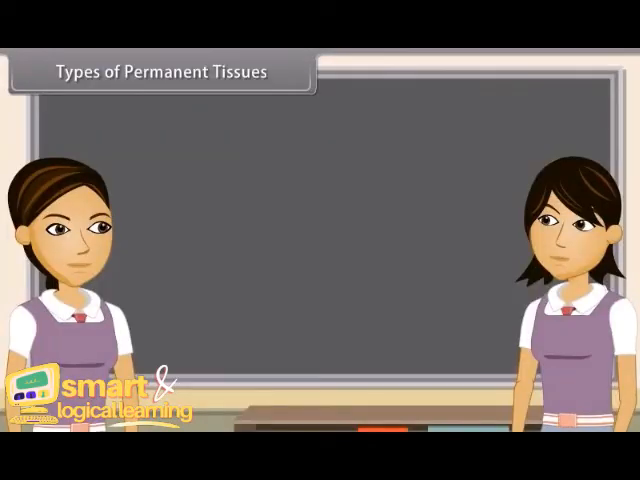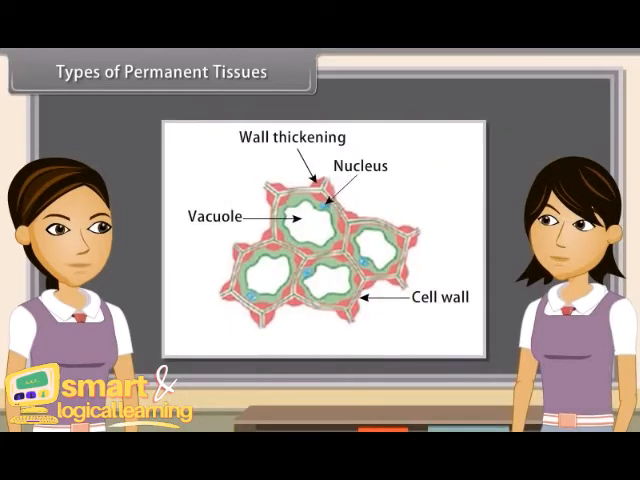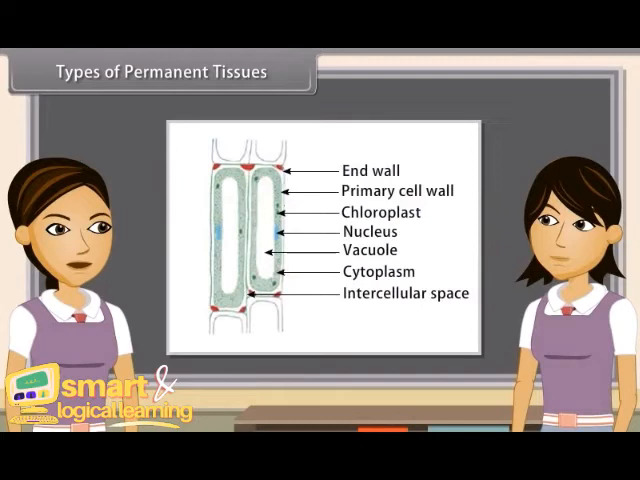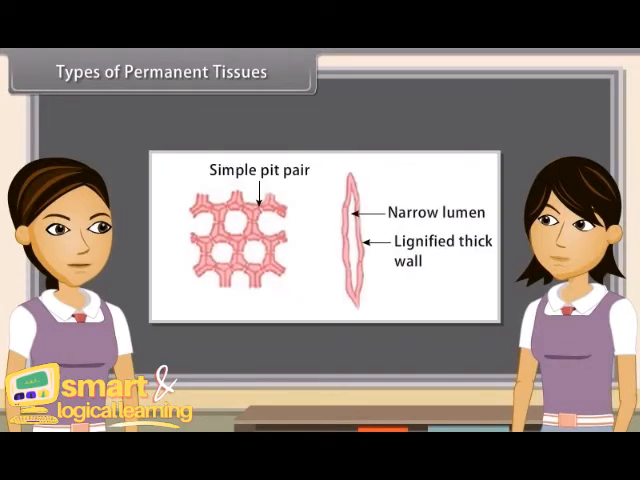Types of permanent tissues. Permanent tissues are of two types on the basis of nature of cell: simple permanent tissues and complex permanent tissues. Simple permanent tissues are composed of cells which are functionally and structurally similar.